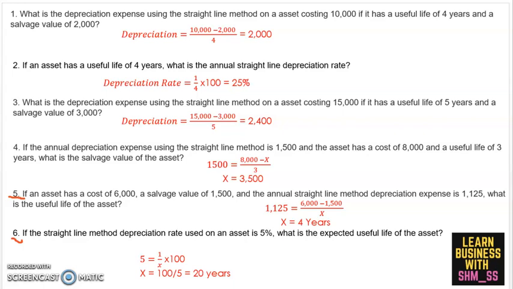Here we can't use the depreciation formula; we have to use the depreciation rate formula. The depreciation rate formula is 1 divided by useful life, multiplied by 100. We have already been given the depreciation rate of 5%. So 5 is equal to 1 divided by useful life x, into 100. So we make x the subject of the formula, and we get 20 years of useful life.